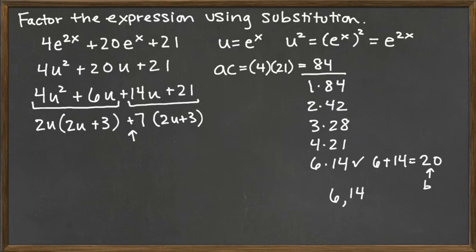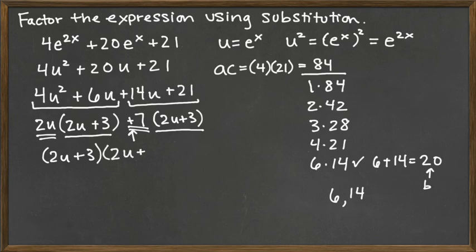Okay. So now we see that what comes before the plus sign and what comes after the plus sign has the common factor of 2u plus 3. So I pull out that common factor to the front. And when I pull out that common factor of the 2 terms that are separated by the plus sign, that leaves me with 2u plus 7. And that would be our second factor then in our factorization.